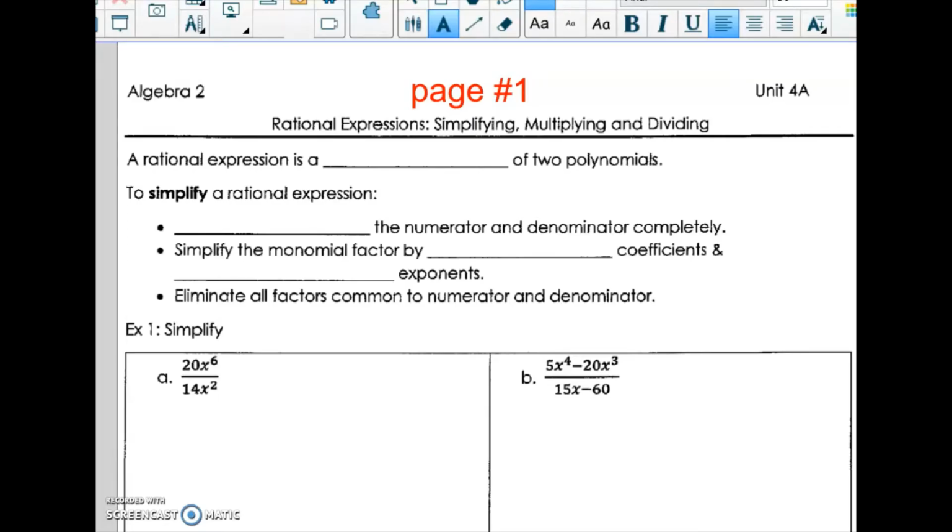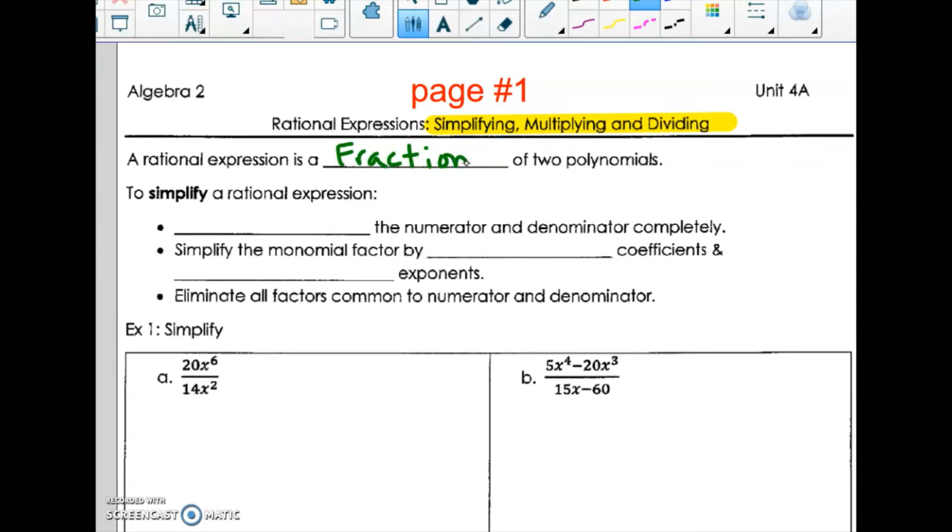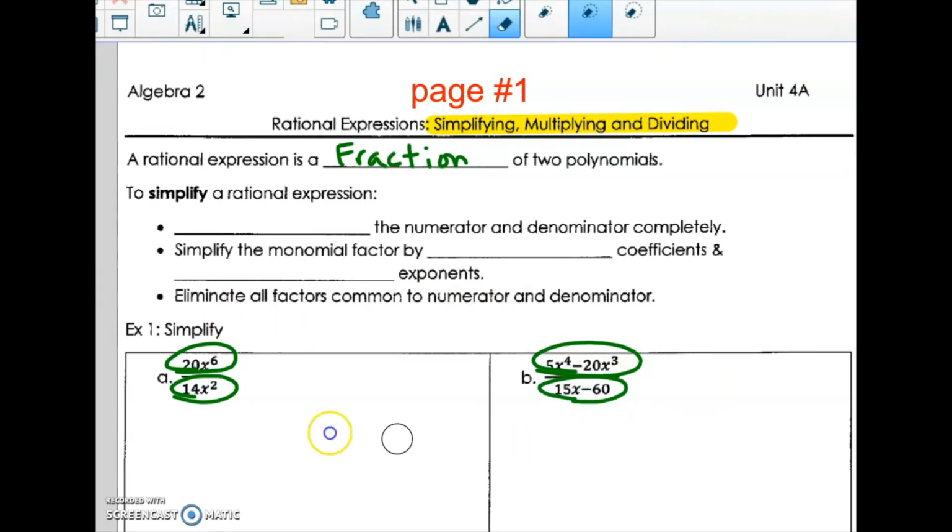Unit 4 is about rational expressions. So today we're going to look at simplifying, multiplying, and dividing rational expressions. A rational expression is a fraction, that's the rational part of it, of two polynomials. So you've got a monomial on top of a monomial, or a binomial on top of a binomial, and those are being divided.